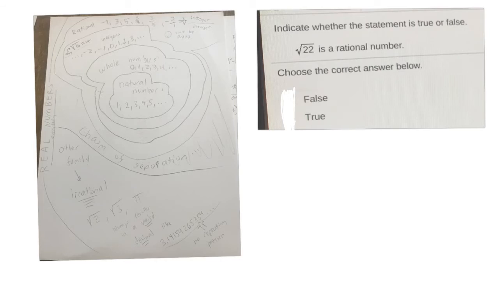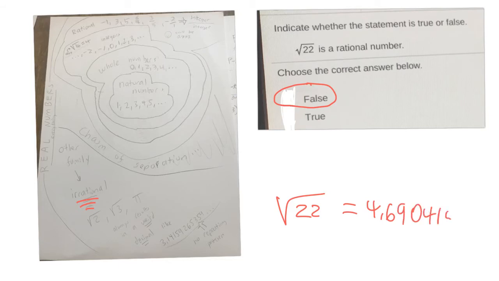So the square root of 22 is a rational number. Is that true or false? Well, it turns out that that is false. And the reason is because it is irrational. The reason why it's irrational is because if you were to plug the square root of 22 into your calculator, you would get 4.69041575 dot dot dot.